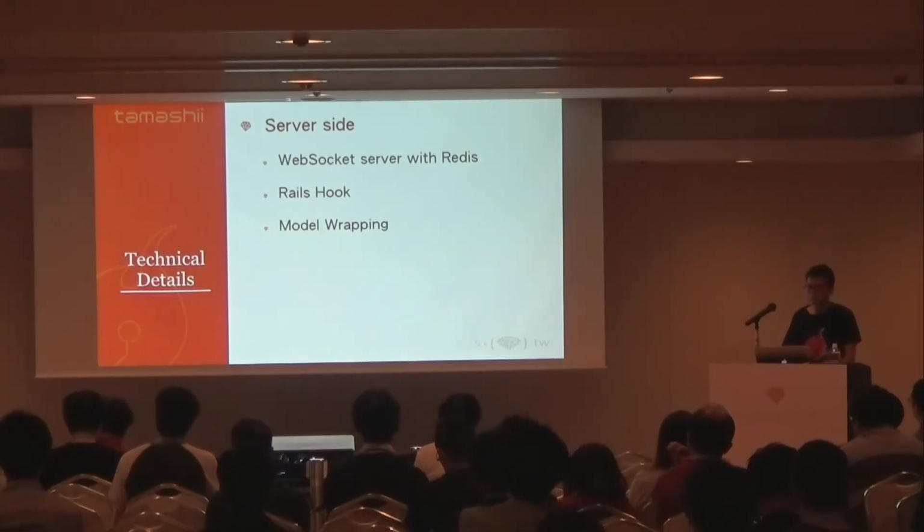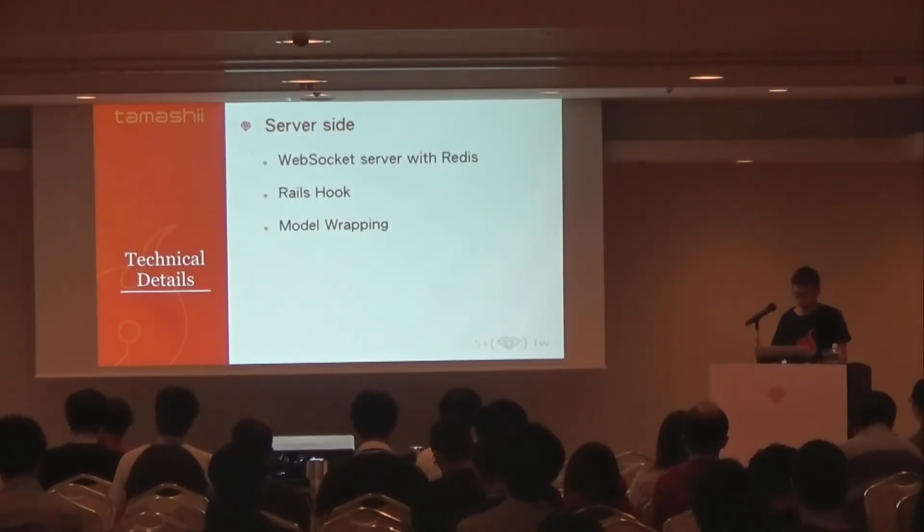The next is Rails hook. One purpose of Tamashii is to make it easier to integrate with Rails. So the Rails hook acts like the Rails middleware. It can monitor the traffic from client and forward it to your Rails application. Then you can process the data with Rails logic. For example, you can store the data into the database or include background jobs.